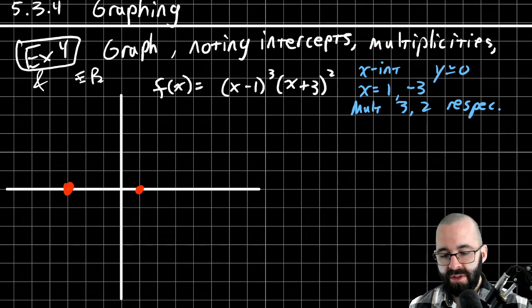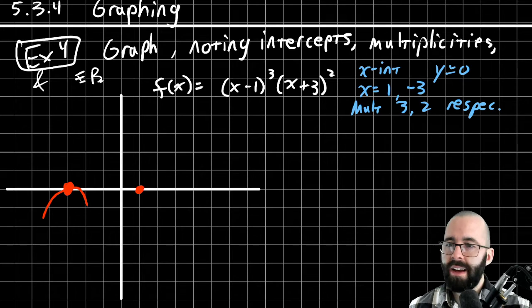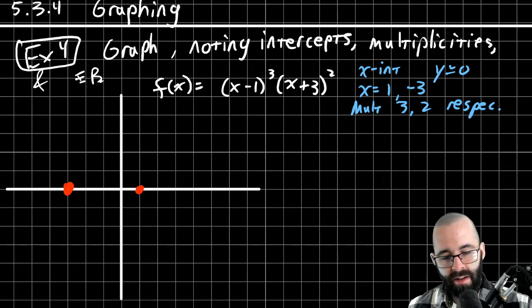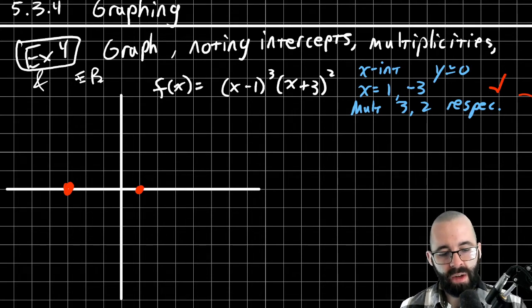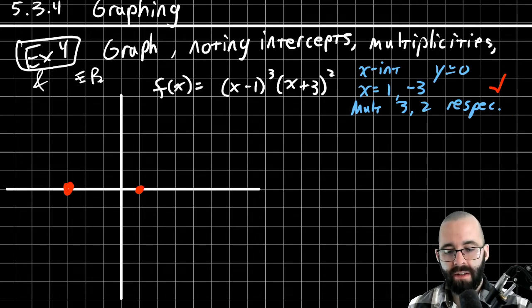Multiplicities tells us something about the shape, but the problem is we know negative 3 is a multiplicity of 2, but we don't know whether it's like this, it bounces, or like this. Not yet, anyway. So I'm going to put a little check mark to show that we've incorporated this part, but we have not incorporated this part yet.